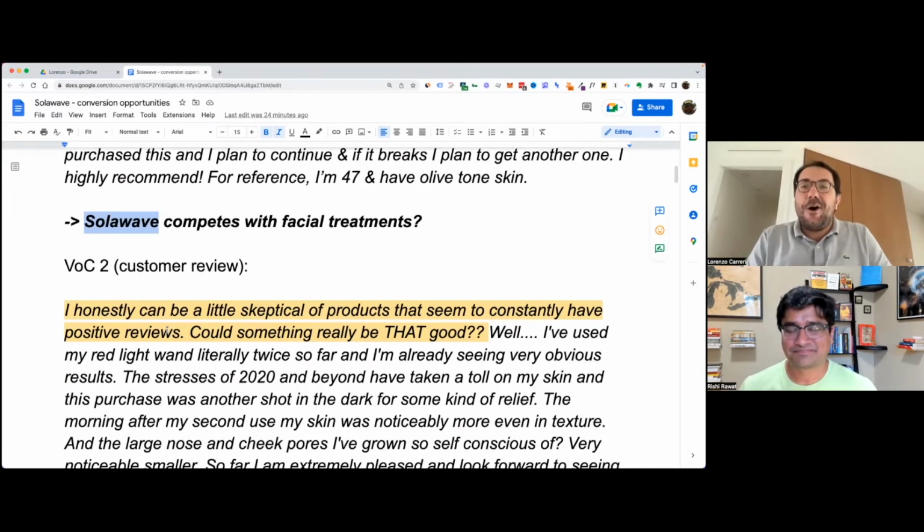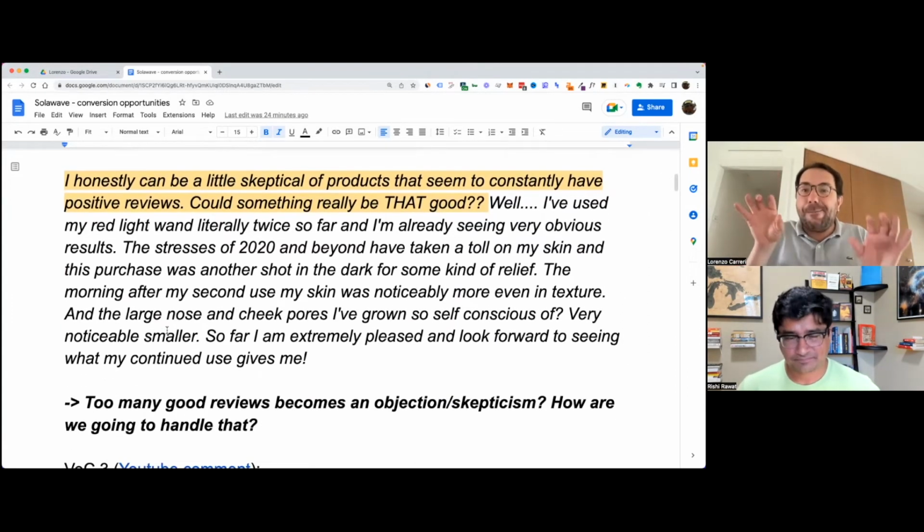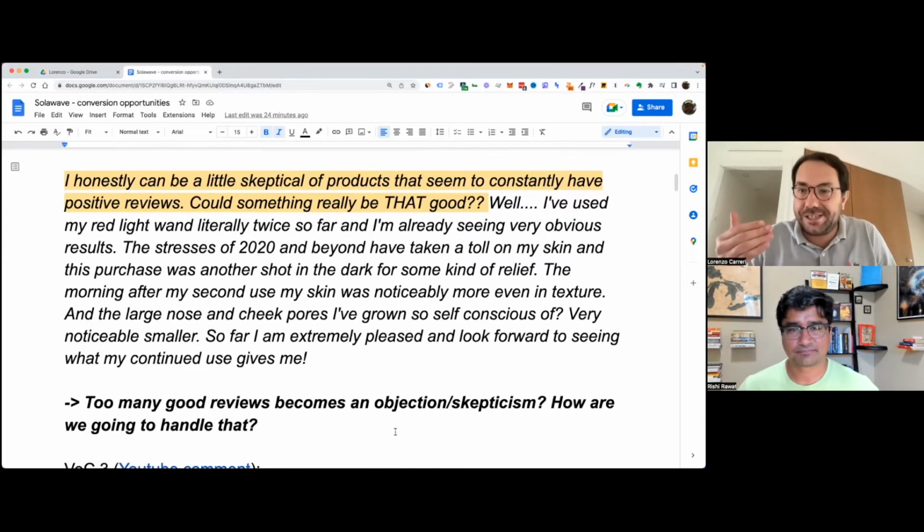Because now what's happening is that people look at positive reviews, but what this person is saying is, oh, there are way too many positive reviews. Something is dodgy about this, right? So now there's an objection that the user is raising about too many positive reviews. So the question I had is, well, how are we going to handle that objection coming from that voice of the customer with the experimentation and testing, right?